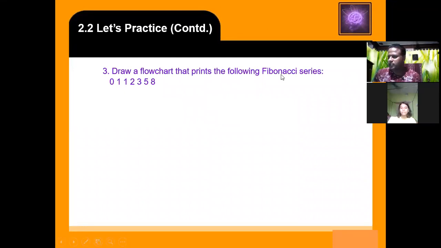See there, it is called the Fibonacci series. So what is the Fibonacci series? See there. 0 plus 1, 1. 1 plus 1, 2. 2 plus 1, 3. 3 plus 2, 5. 5 plus 3, 8. Got it? So you have to add the previous ones and get the result. That is called the Fibonacci series.